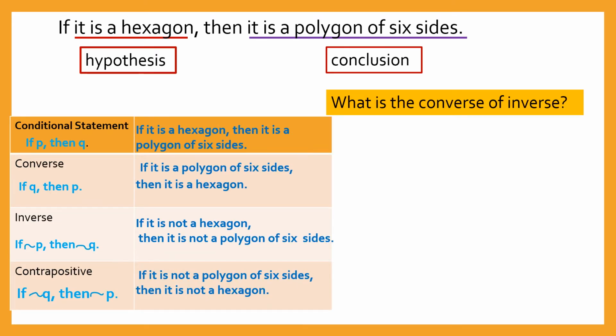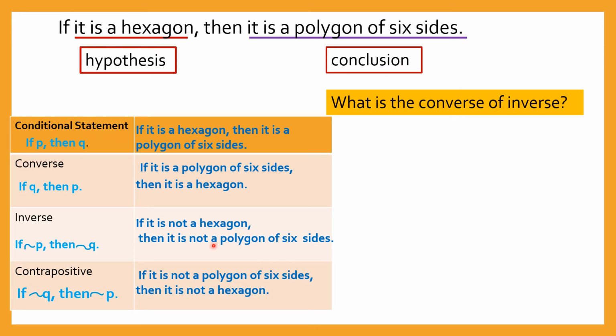Okay, I'm going to put it here so you can easily compare the statements that we were able to get using the questions here. So now, what is the converse of inverse? We are asked to give the converse of inverse. So the inverse is this one, which means this is now the original statement. If it is not a hexagon, then it is not a polygon of 6 sides. So we're going to get the converse of this statement, the inverse.